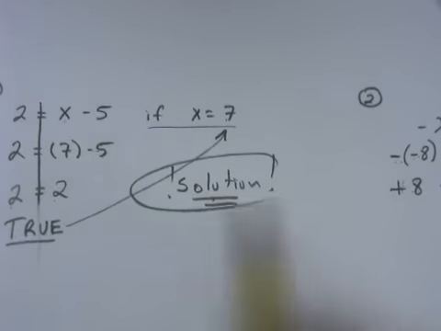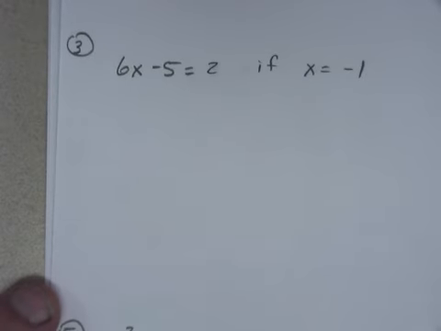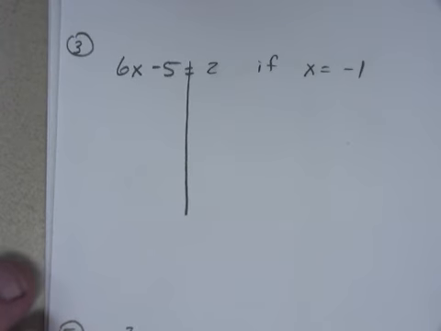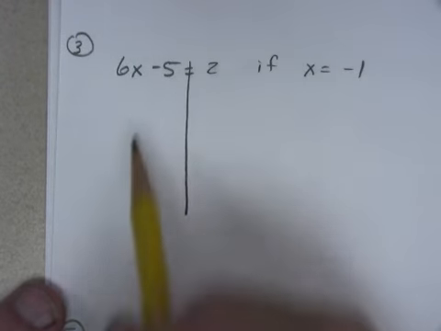On this one, it's a solution as well. Let's see if I can find one that's not a solution. I think number 3 is going to be that way. First step, draw a line through my equal sign. Take the negative 1, plug in for the x.